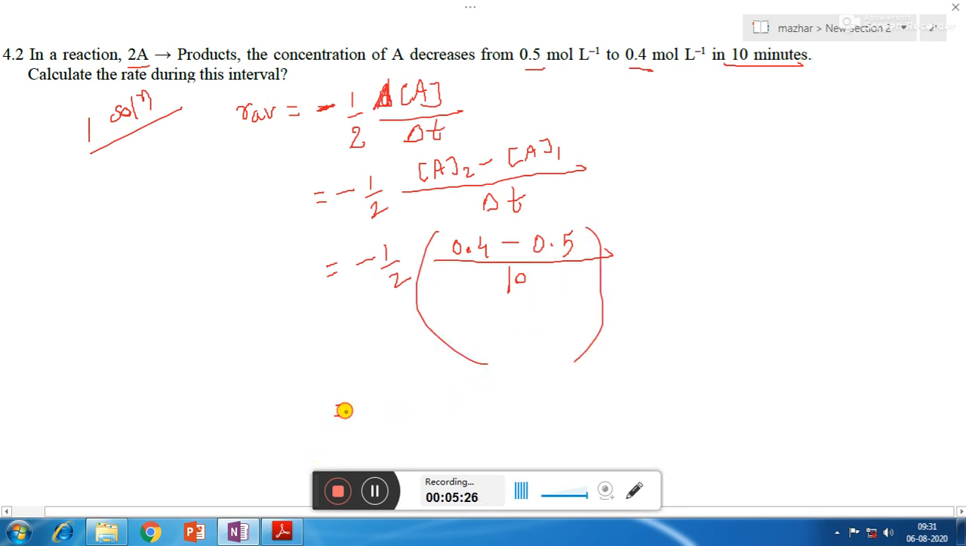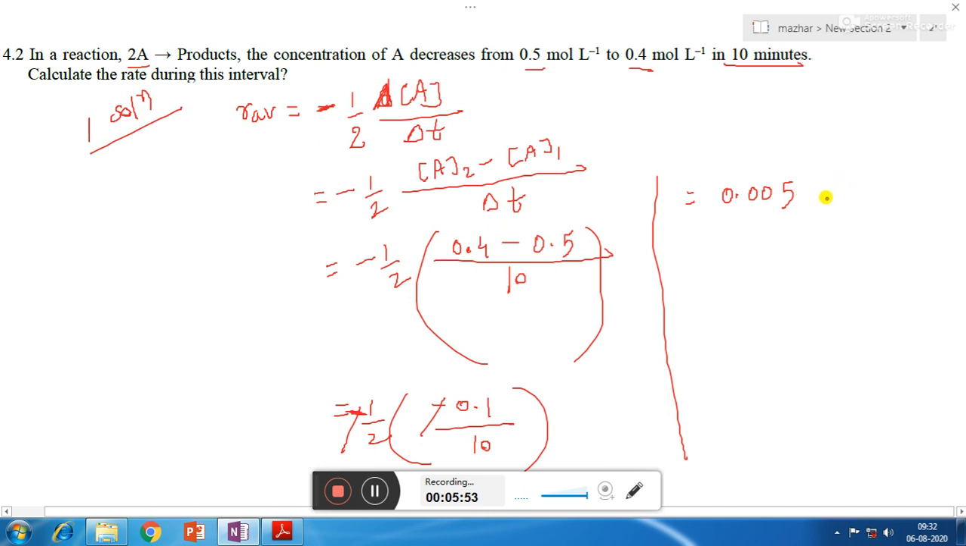So that will be equal to minus half. Now 0.4 minus 0.5 is minus 0.1 upon 10. Now here minus minus will get cancelled. So that is equal to 0.005. The numerator is concentration, so molar, and denominator is time change, and that is in minutes, so it will be minute inverse. So final answer of average rate of reaction is 0.005 molar per minute.